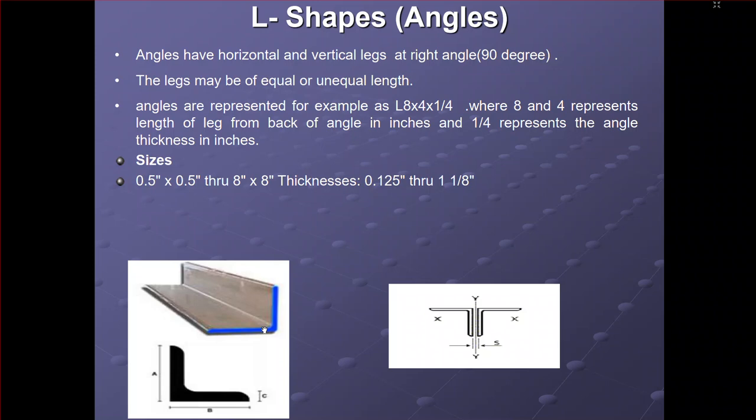Okay, so the next one is L shapes, which are used for angles. Angles have a horizontal and a vertical leg at a right angle, 90 degrees. The legs may be of equal or unequal length. Angles are represented, for example, as L 8 x 4 x 1/4. Here 8 and 4 represent the lengths of the legs of the angle, and 1/4 is the thickness.